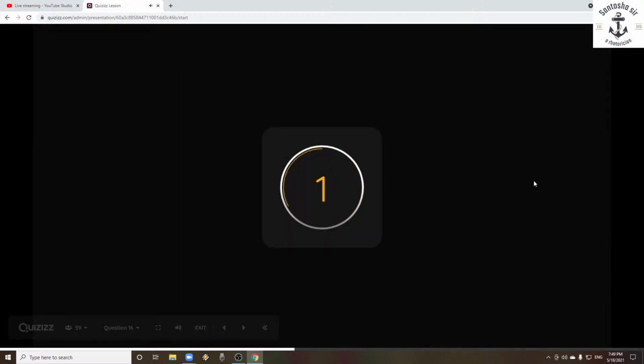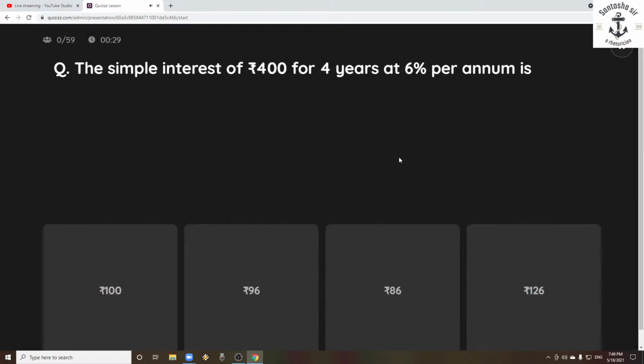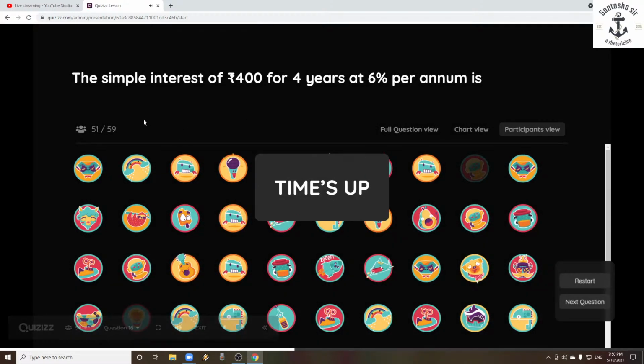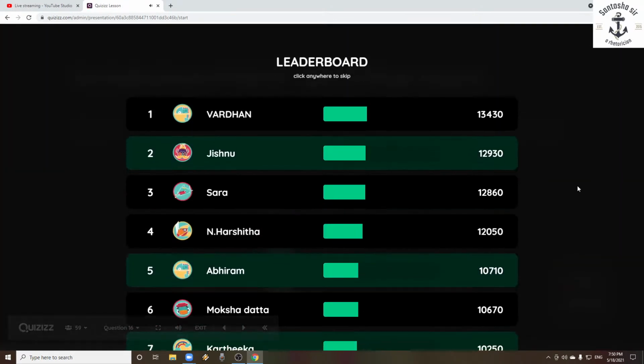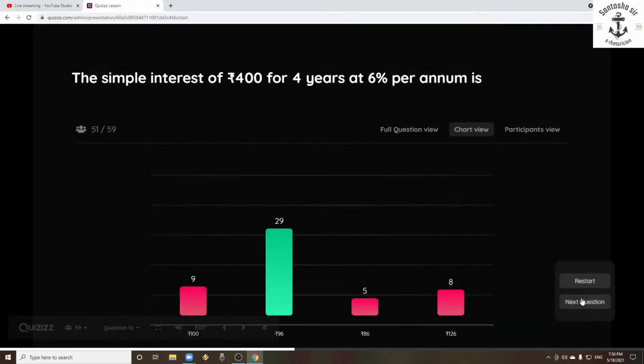Very good. 16th question on your screens. The simple interest of rupees 400 for 4 years at 6% per annum. Time is up. 51 members picked up their choice now. And the leaderboard scores, second, fifth, seventh positions were replaced. 29 members answered this question correctly. Moving on further, 17th question.